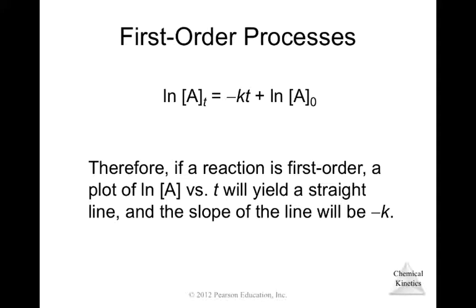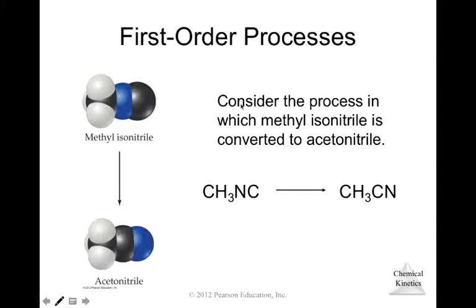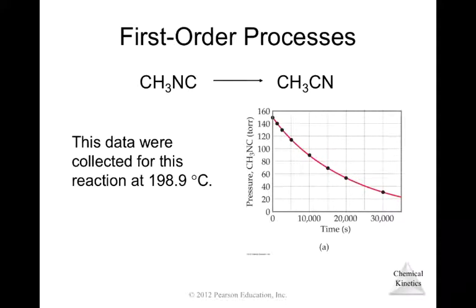So if you have a first order reaction, a plot of the natural log of A versus time will yield a straight line, and the slope will be negative k. Why is this useful? Well, if you think about this example, this first order reaction where methyl isonitrile on its own is converted to acetonitrile.